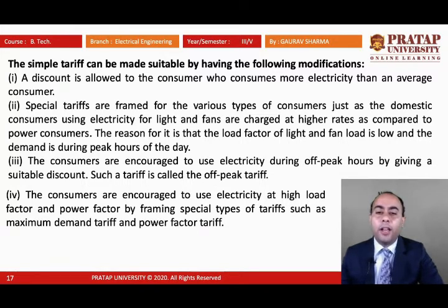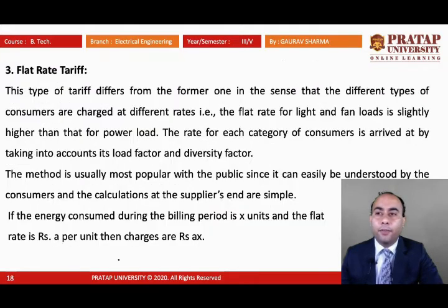The consumers are encouraged to use electricity at high load factor and power factor by framing special types of tariffs, such as maximum demand tariff and power factor tariff.